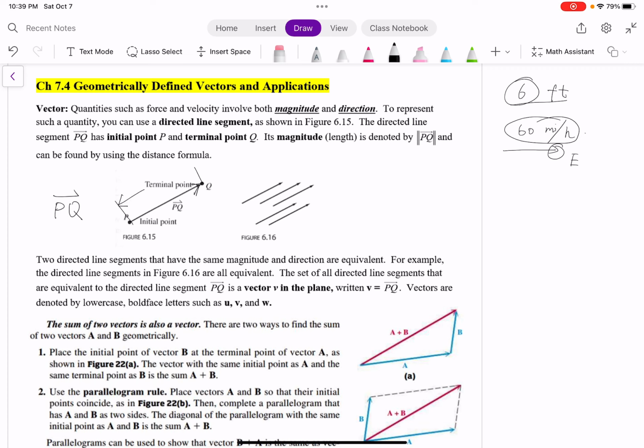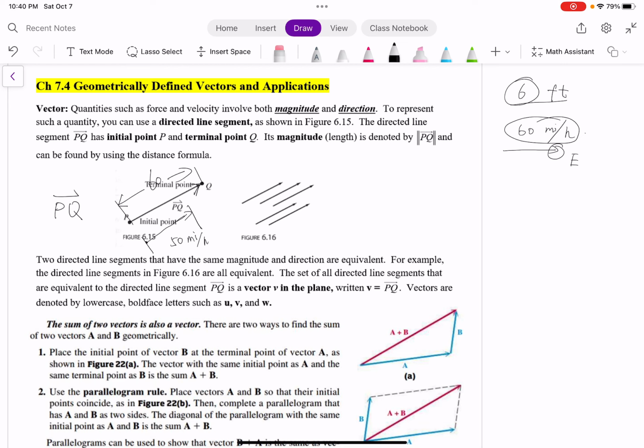So if my friend, she's driving very slow, she's driving the same direction, but she's driving very slow. So the magnitude represents the length of the vector. So the magnitude or the length of her vector is 50 miles per hour. So she has a short line segment. And the initial point is P, terminal point is Q. And from P to Q, that tells you the direction of the vector.